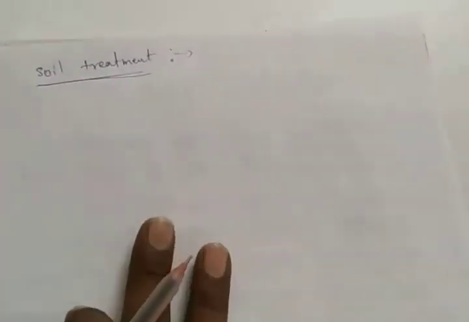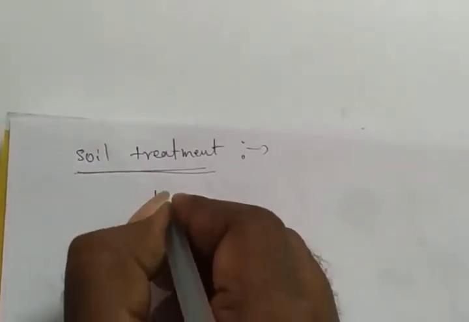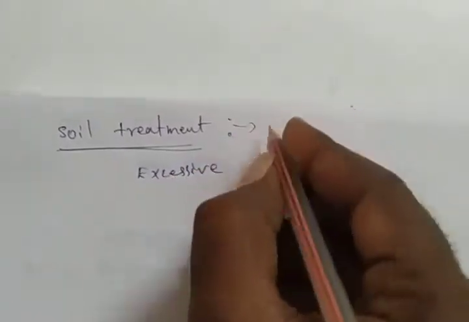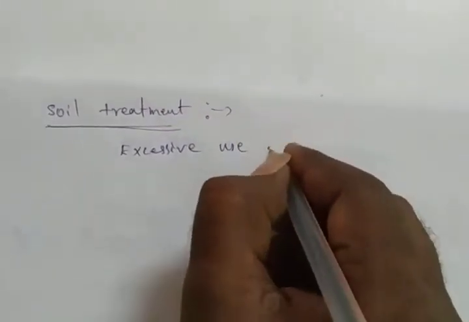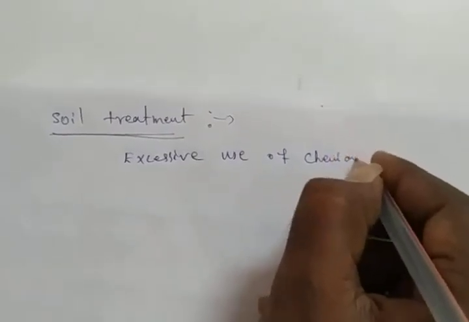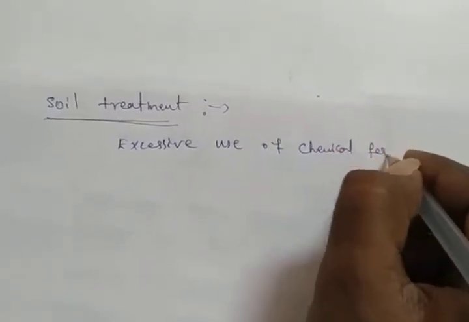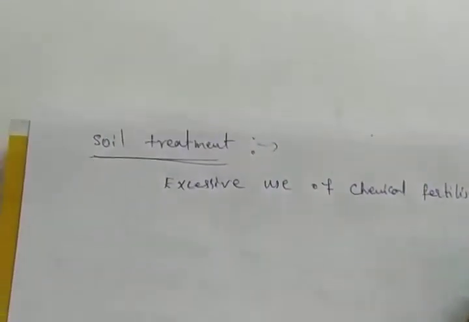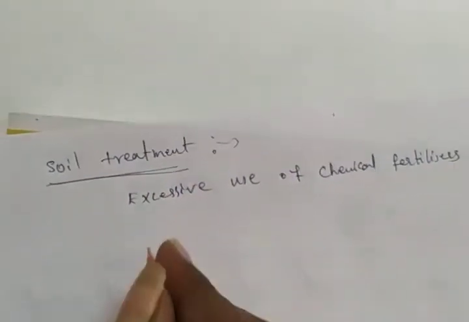When the soil is too acidic, we can use the bases for neutralization. Suppose it is too basic, meaning the soil is basic in nature, then we can use organic matter, compost. Compost is added to it. Organic matter releases acids which neutralize the basic nature of the soil. Now, excessive use of chemical fertilizers makes the soil acidic.